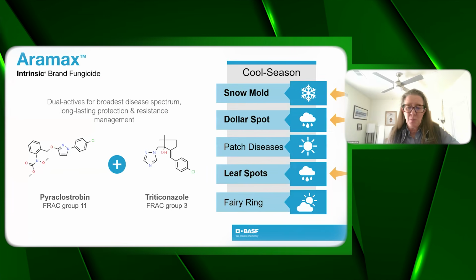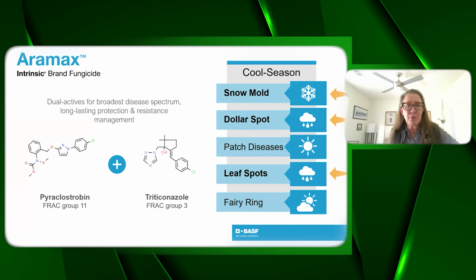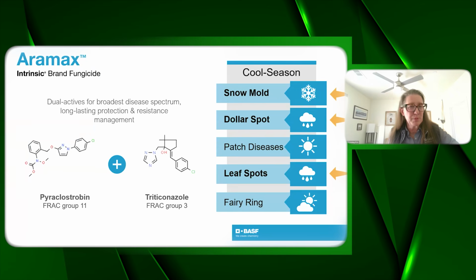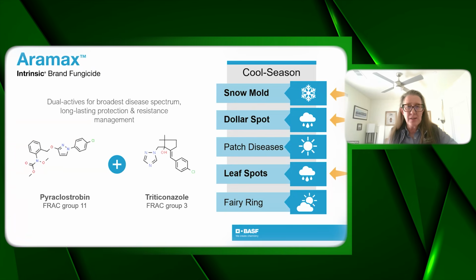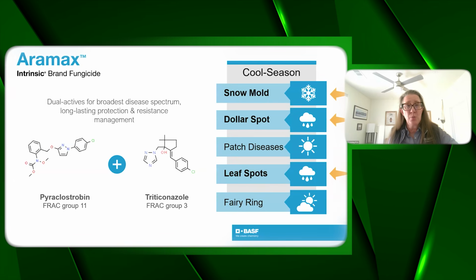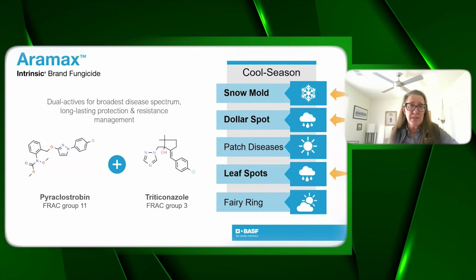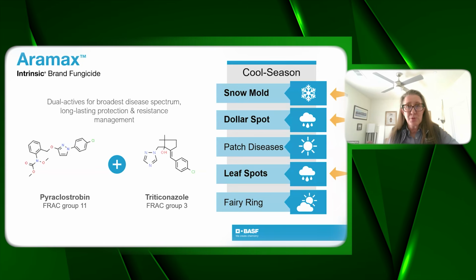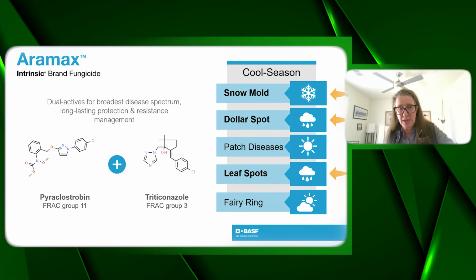Aramax is a product that was grassroots developed, or the demand for it was pushed by golf course superintendents, because you guys tank mixed it together before we had it formulated into a finished product. These are dual active ingredients of pyraclostrobin, which is a group 11 strobilurin, and triticonazole, which is a group 3 DMI. It gives broad spectrum disease protection with two broad spectrum classes of chemistry, and it's also long lasting, and it also gives good resistance management.